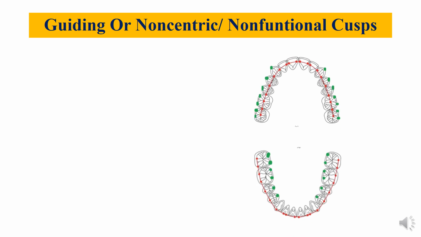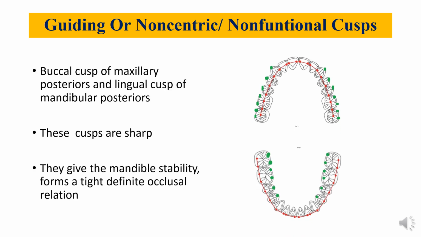Let's see what the guiding, or non-centric, non-functional cusps look like. It is just the opposite of the other one. The buccal cusps of the maxillary posteriors and the lingual cusps of the mandibular posteriors form the non-functional cusps. These cusps are sharper, isn't it? Now only look at the green spots, don't look at the red spots. The red spots were from the previous diagram, so just ignore those. Just follow the green dots.